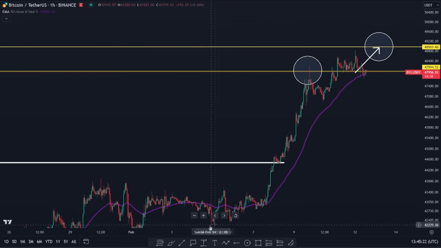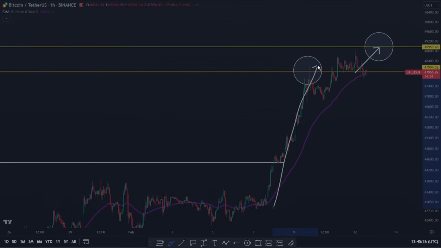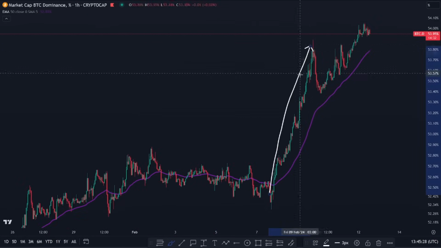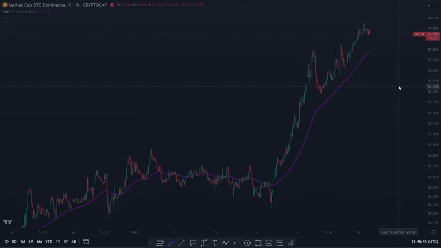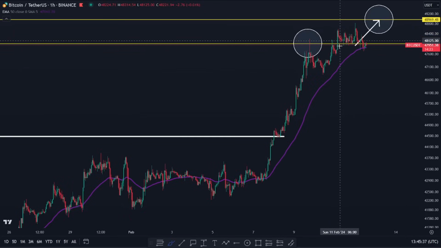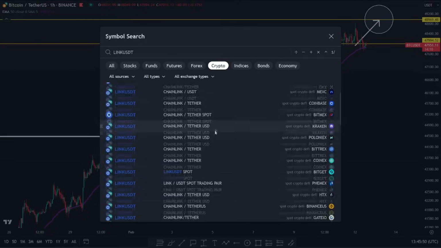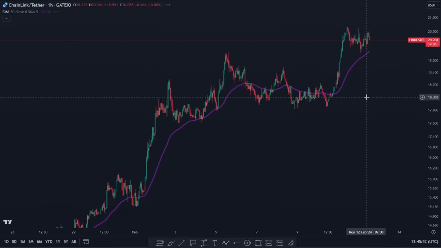Basically, when Bitcoin pumps crazy like this, the Bitcoin dominance is going to do the same, okay? It pumps crazy too. And altcoins are not going to be able to pump that hard. But once over the weekend Bitcoin consolidates, that's when altcoins can explode. Let's go to Chainlink, guys. For example, this chart, I don't know.